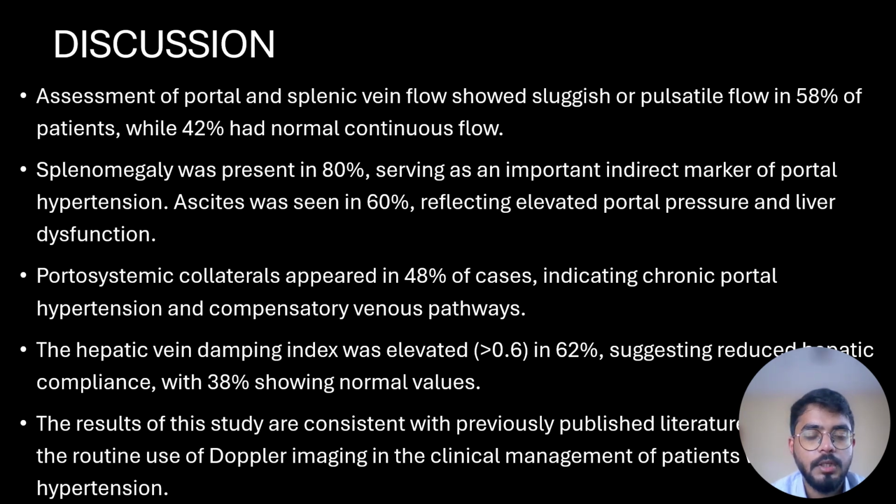Discussion: assessment of portal and splenic vein flow: sluggish or pulsatile flow in 58% of patients, while 42% had normal continuous flow. Splenomegaly was present in 80%, serving as an important indirect marker of portal hypertension. Ascites was seen in 60%, reflecting elevated portal pressure and liver dysfunction. Portosystemic collaterals appeared in 48% of cases, indicating chronic portal hypertension and compensatory venous pathways.